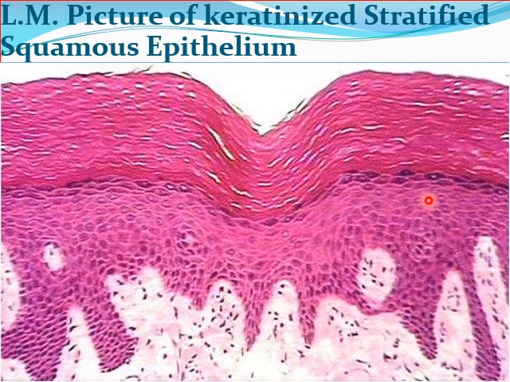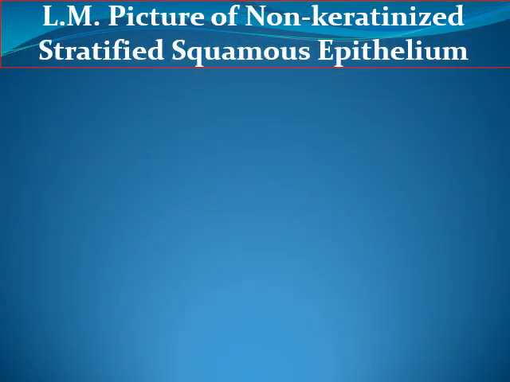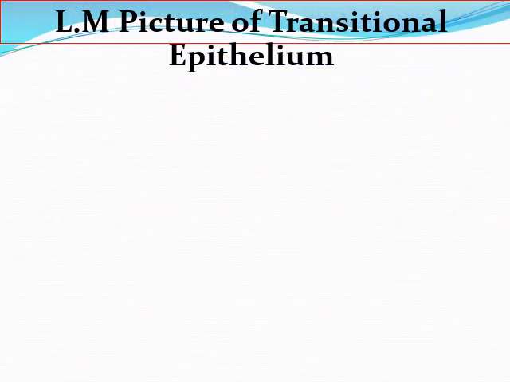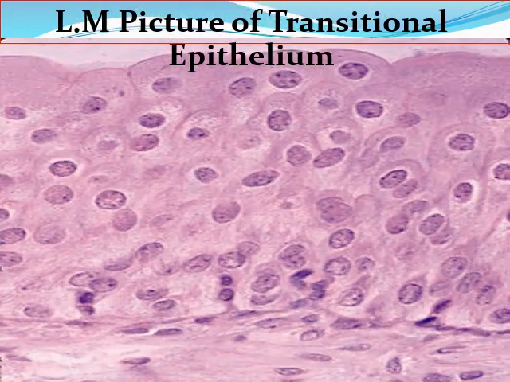Keratinized stratified squamous epithelium, more than one layer, the most superficial flat, and there is a layer of keratin. Non-keratinized stratified squamous epithelium, many layers of cells, the first columnar, then rounded, then the most superficial are flat cells with flat nuclei, not covered with keratin, so it is non-keratinized stratified squamous epithelium. Transitional epithelium, many layers of cells with rounded nuclei. The most superficial are large dome-shaped cells.